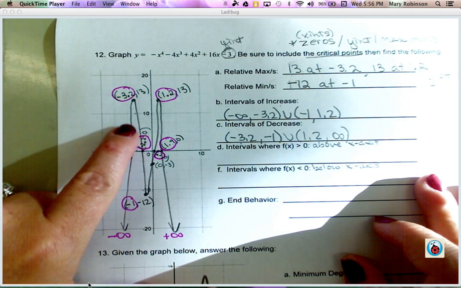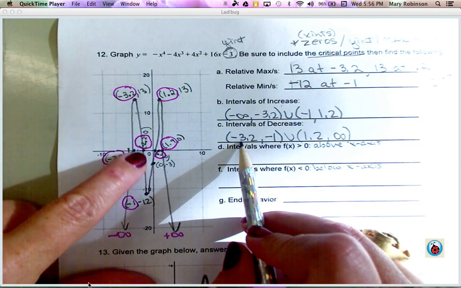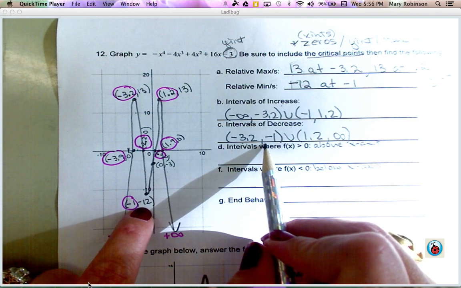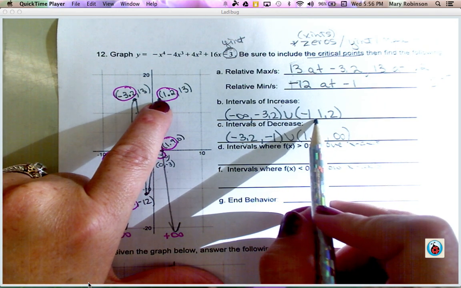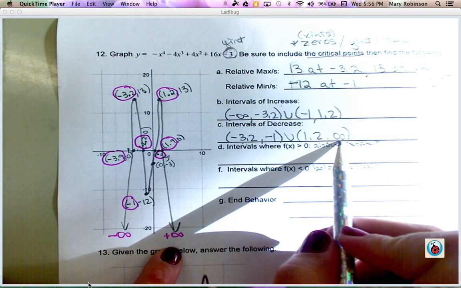So negative infinity to negative 3.2 increases, decreases from negative 3.2 to negative 1, that's the x from this ordered pair here, then increases from negative 1 to 1.2, and decreases from 1.2 to positive infinity.